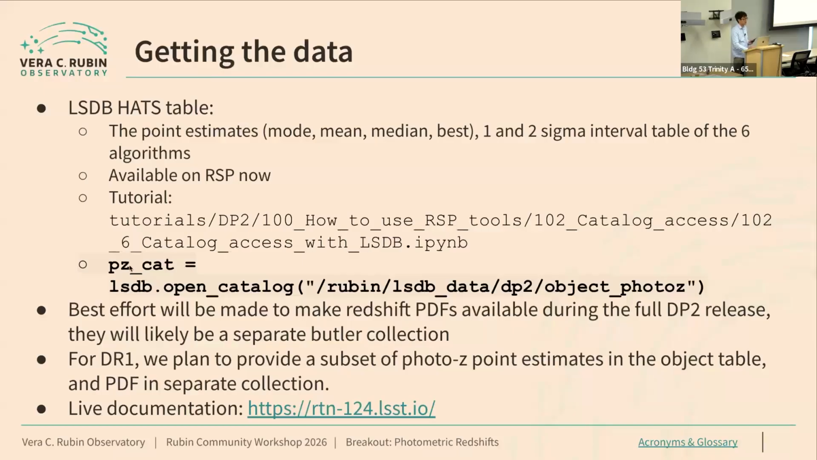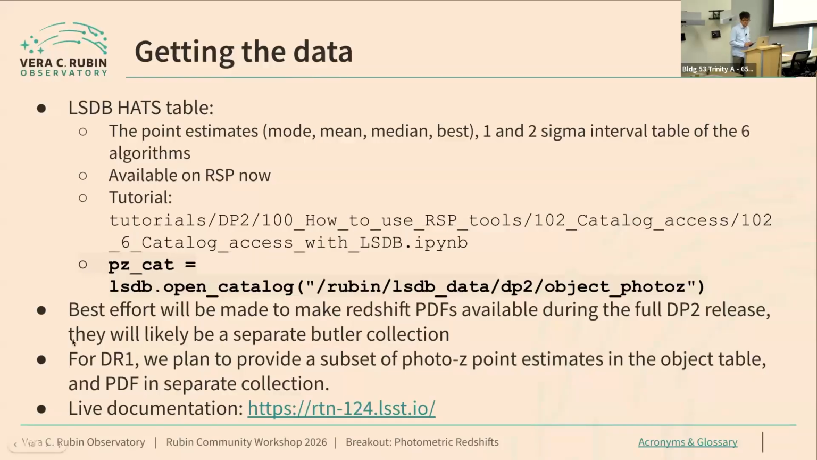But realistically, it's really, really simple. It's just import LSDB and then open catalog with this address. We'll make a best effort to make the Redshift PDF available during the full DP2 release. The reason that is not available now is because of the insanely large file size for PDF, and we're still looking into that.